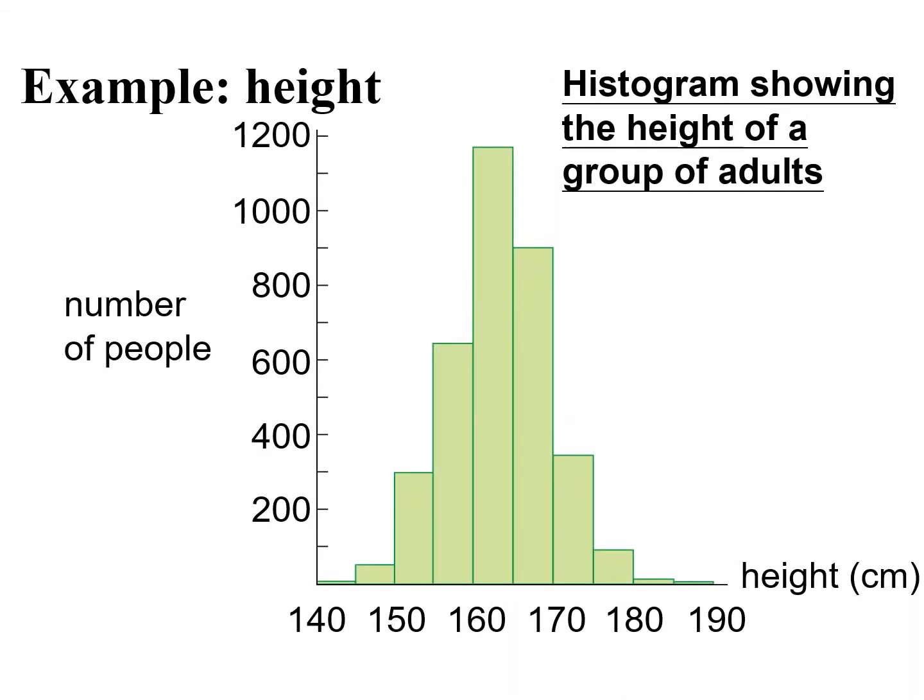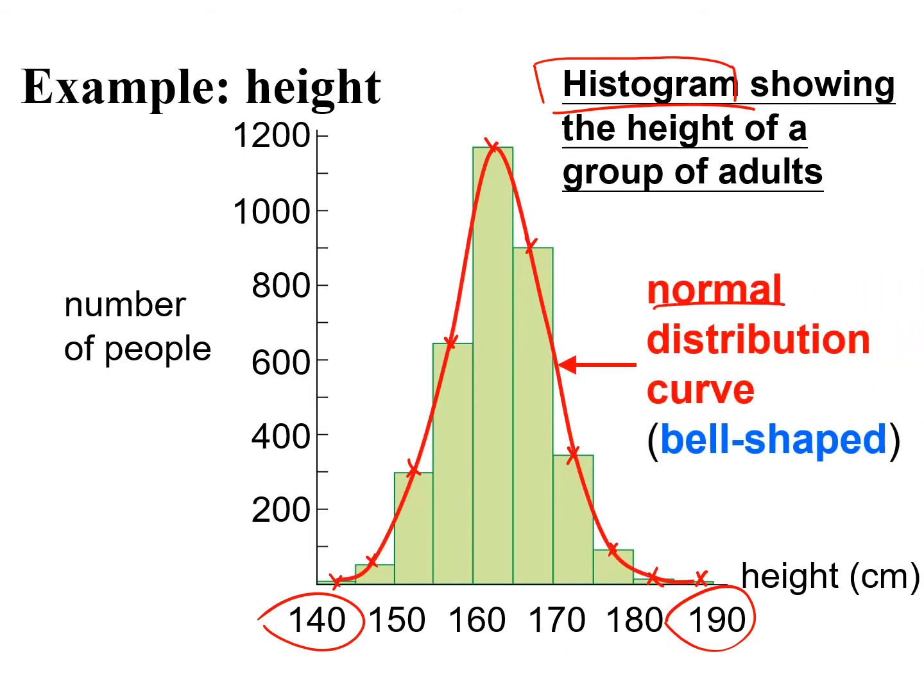In the diagram below, there is a histogram to show the height of a group of adults. You will be able to see there are extremes. There are people who are very, very short, and there are people who are very, very tall. And if we join the number of people in different height groups, you will be able to see a normal distribution curve, which is bell-shaped. This curve shows that this variation is a continuous variation.